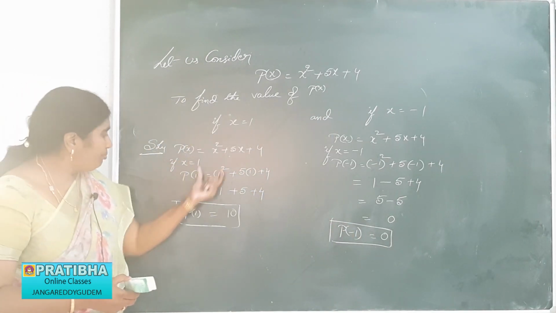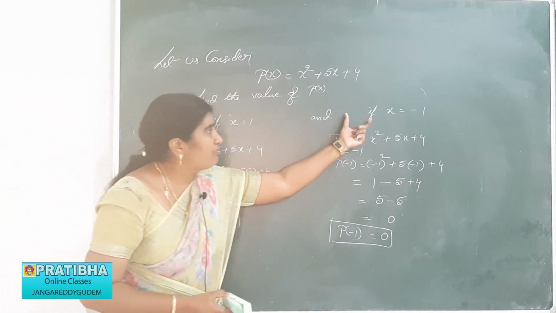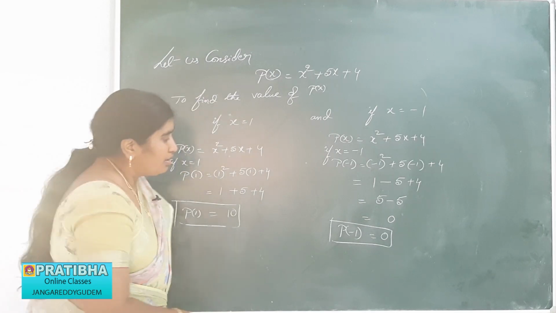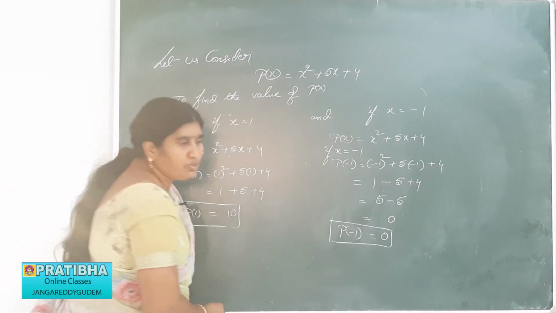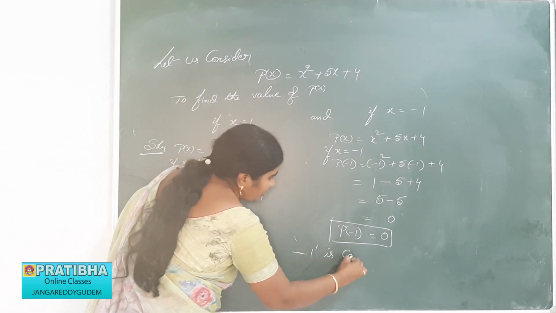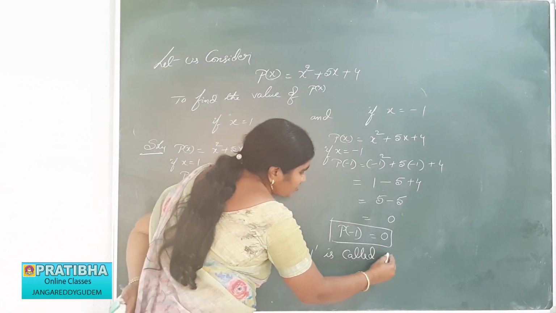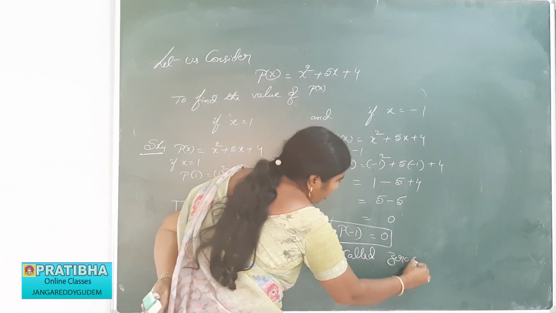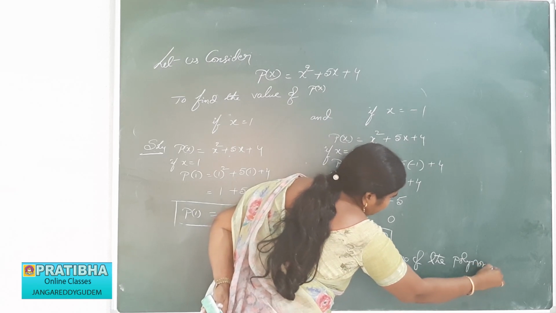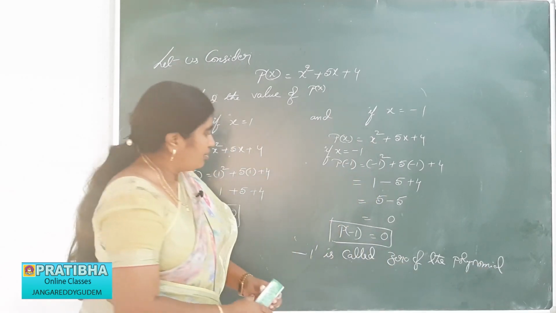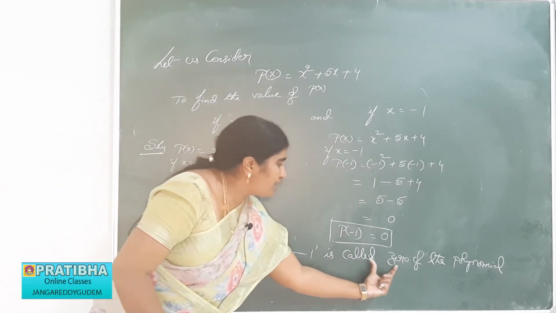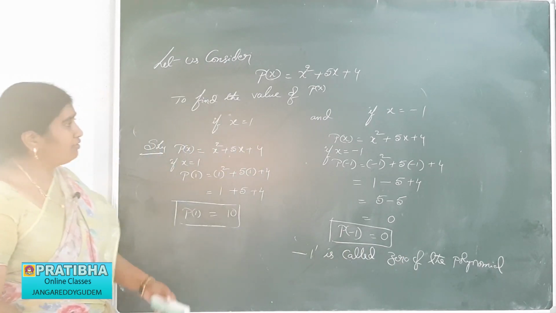If x equal to 1, p of 1 equal to 10. If x equal to minus 1, p of minus 1 equal to 0. Here p of minus 1 equal to 0, so minus 1 is called a zero of the polynomial. We can say that minus 1 is the zero of the polynomial.